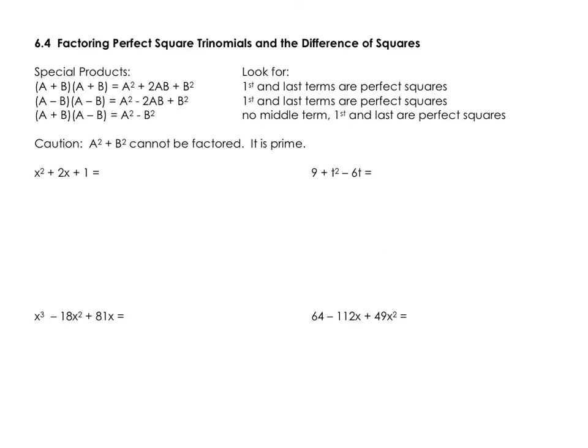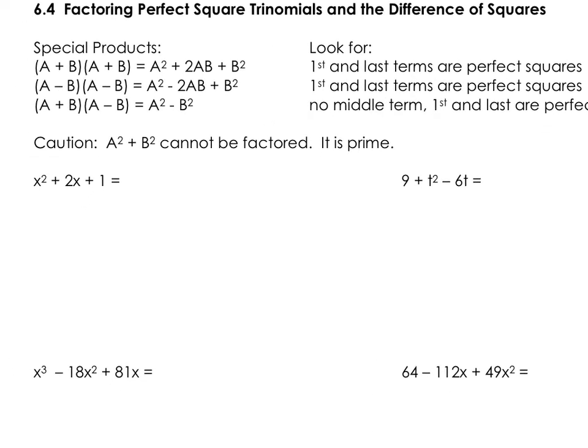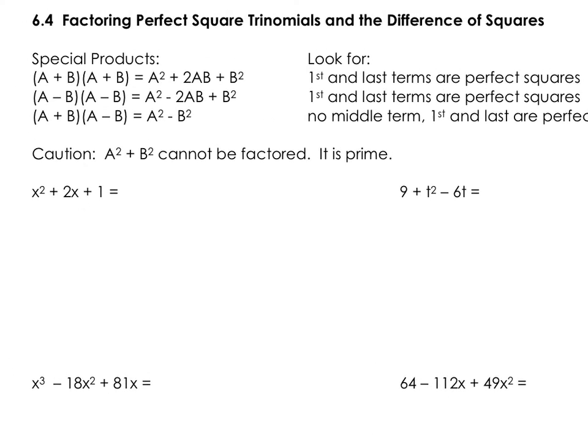Now we're going to section 6.4, factoring perfect square trinomials and the difference of squares. So this is really a method of making your factoring faster if you can recognize certain patterns. You don't have to be able to recognize these patterns, but if you can, it makes your factoring faster. So let's look at these special products.